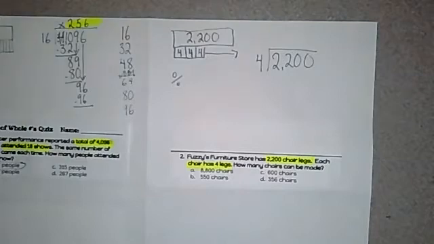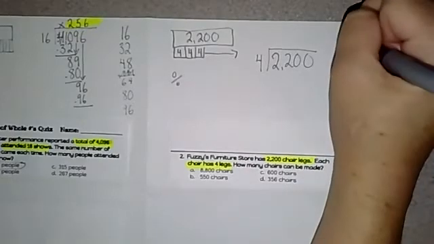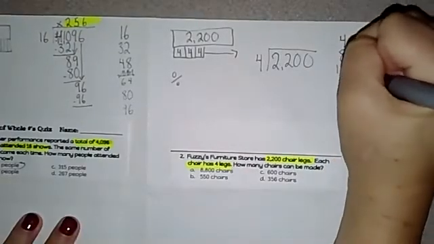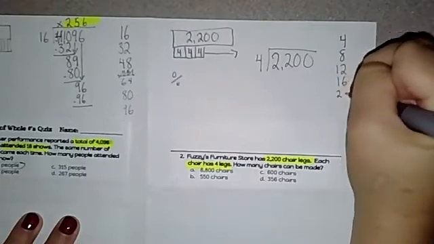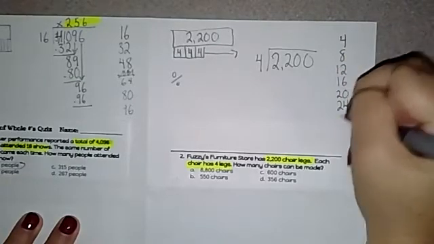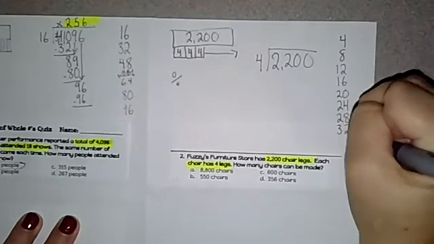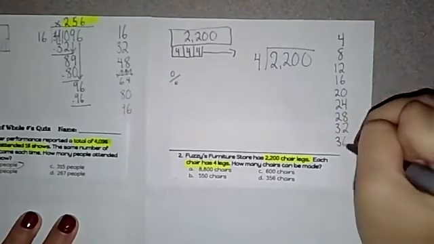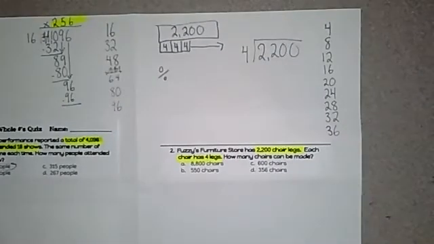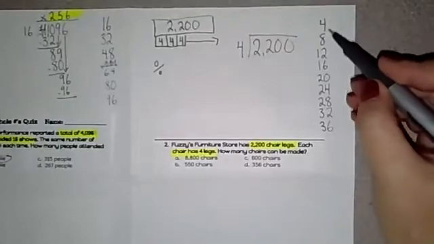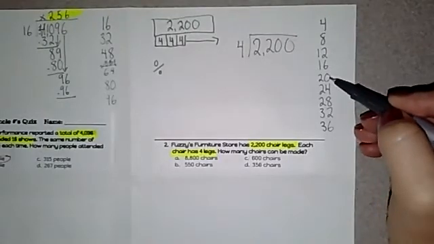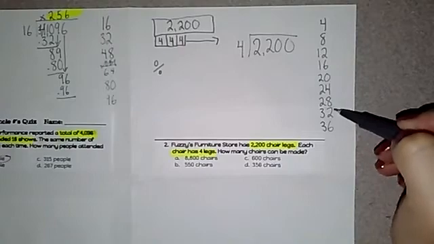Let's write it down. I got 2,200 divided by 4. All right, Sydney, list out the multiples of 4 for me. 4. Good. All right, so she listed out the multiples of 4, so we are ready to go. They are 4, 8, 12, 16, 20, 24, 28, 32, and 36.